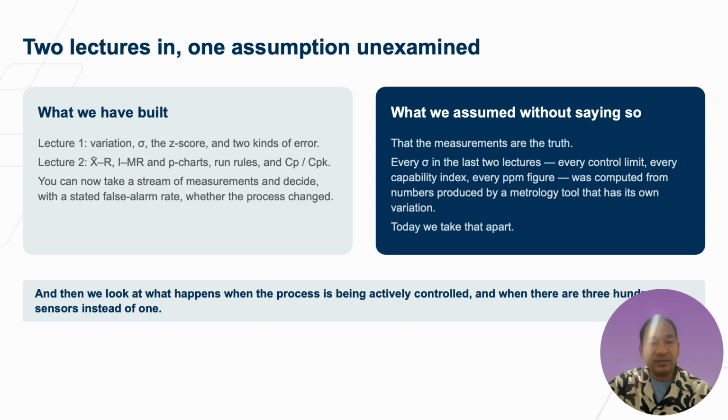Every sigma in the last two lectures, every control limit, every capability index, every part per million figure was computed from numbers produced by a metrology tool that has its own variation. We treated a CD-SEM reading as if it were the CD. It is not, and the gap is not always small. So we take that apart first, then we look at what happens when a controller is actively fighting the process, and finally at what happens when you have 300 sensors instead of one.